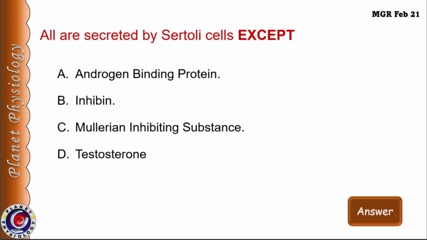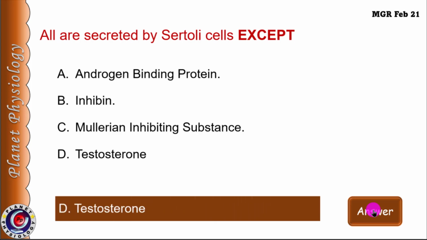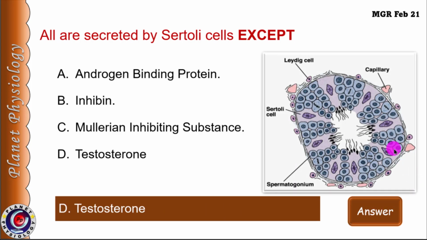Next question. All are secreted by Sertoli cells except A. Androgen binding protein, B. Inhibin, C. Mullerian inhibiting substance and D. Testosterone. Yes, the correct answer is option D, testosterone, because testosterone is secreted by the Leydig cells and not by the Sertoli cells. Apart from androgen binding proteins, inhibin and Mullerian inhibiting substance, Sertoli cells also secrete follistatin, activin and estrogens.